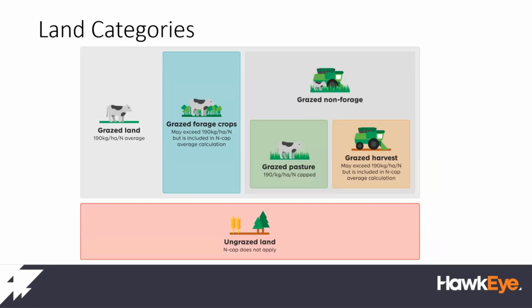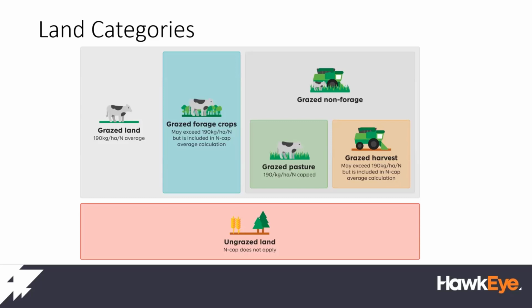So what you're showing here is we've got our graze land. So you see the average of 190 kilos per hectare per N. The graze land is then split into your grazed forage crops and your grazed non-forage areas. So you can see here the grazed forage can exceed 190, but is included in the average. Your grazed non-forage is made up of grazed pasture and grazed harvest. Now, grazed pasture, it's your grass, that's fairly simple, but with grazed harvest, that's looking at things like grass seed crops, or if you're intermittently grazing under orchards, they would count as a grazed harvest crop.